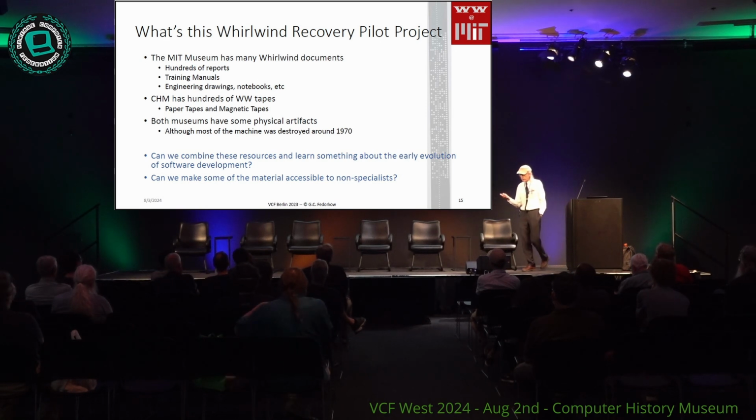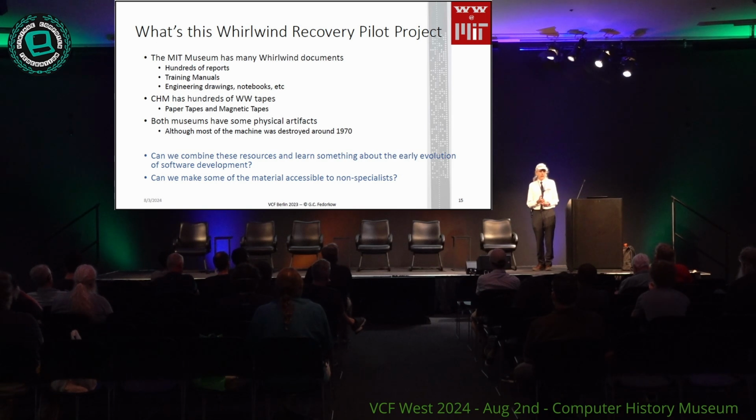We have the MIT Archive and Museum, which has about 2,000 documents archived from the Whirlwind program. There's a lot of written material. It's not complete, but there's still quite a bit. The Computer History Museum has hundreds of tapes, paper tapes and magnetic tapes.